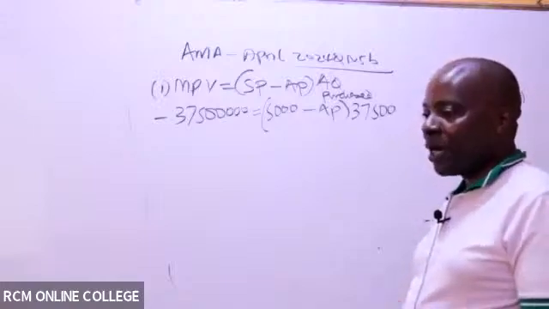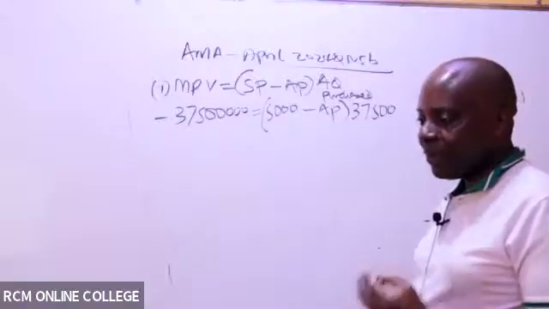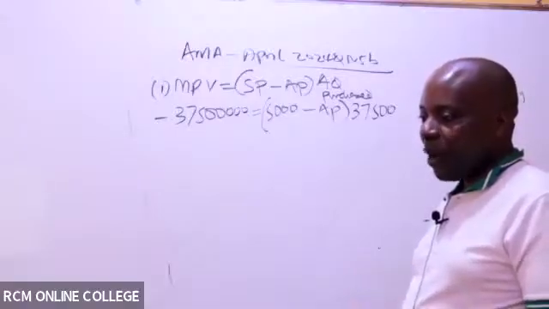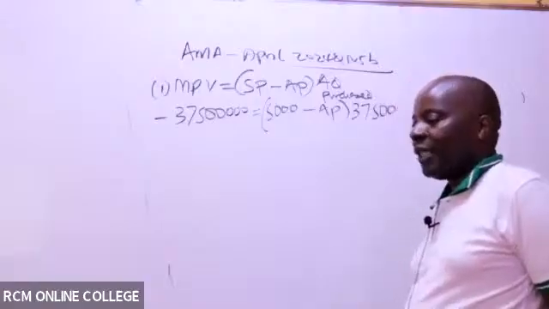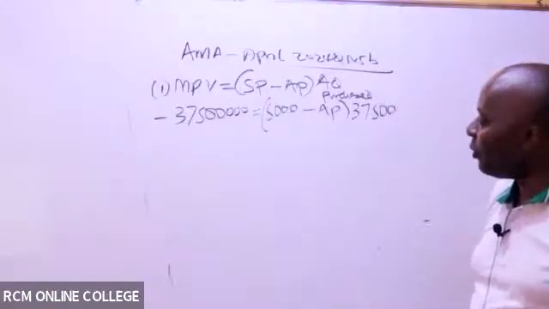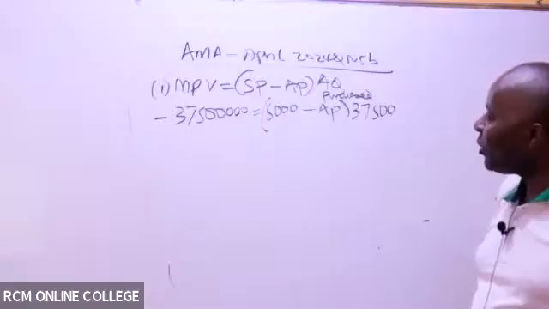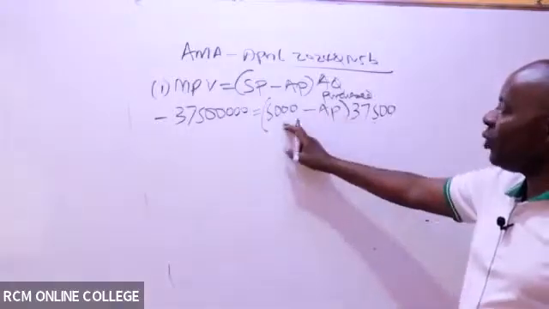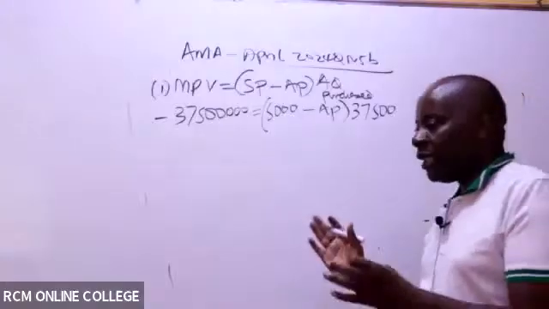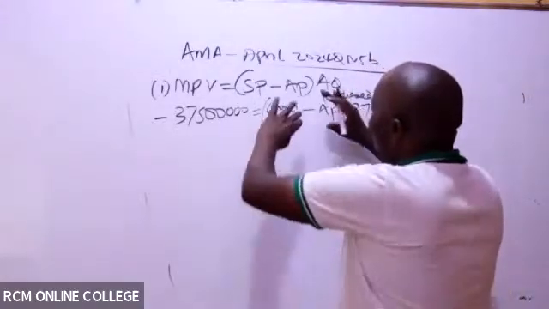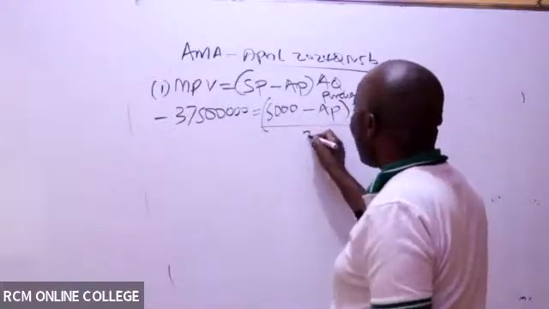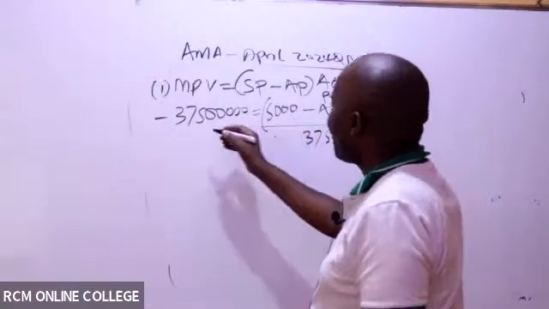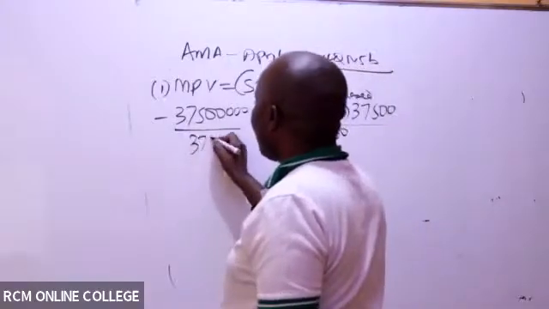So then your work is to make AP, the actual price per kilogram, the subject of the formula. I'm sure there will be some students who will open the brackets and multiply individually. But if I'm the one doing this, this is how I will do it. I will treat this as if it's one number, so I divide both sides by 37,500.